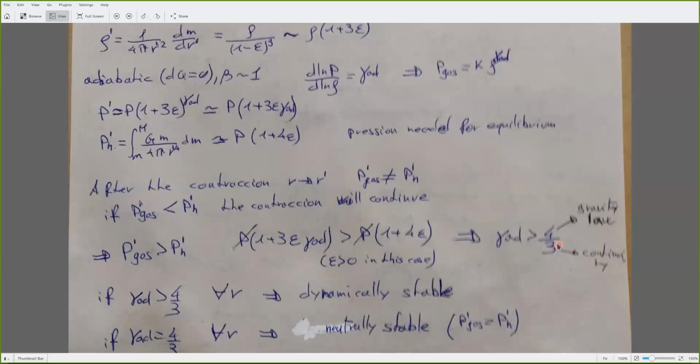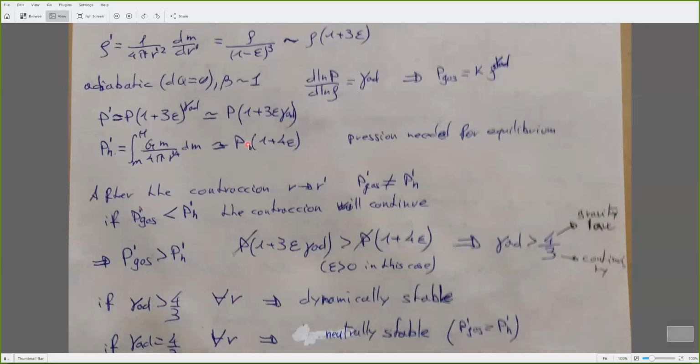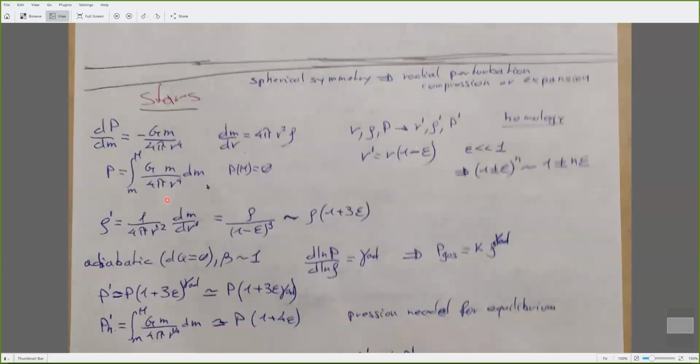You have to notice that in 4/3, the third came from the gravity law, and the other third from the continuity. Actually, the four also came from the continuity, because it came from the hydrostatic equilibrium equation, but this includes the term from gravity and the continuity, because we change from the radius to the mass.